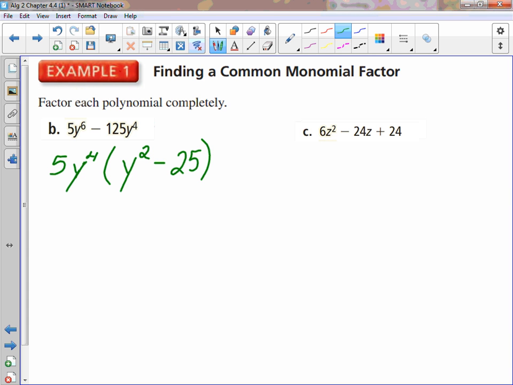Is y squared minus 25 something special? Is it a special type? Yeah, this is a difference of perfect squares, because y squared is a perfect square. It's y times y. Is there a number that times itself gives me 25? 5, yes? So this is a difference of perfect squares.